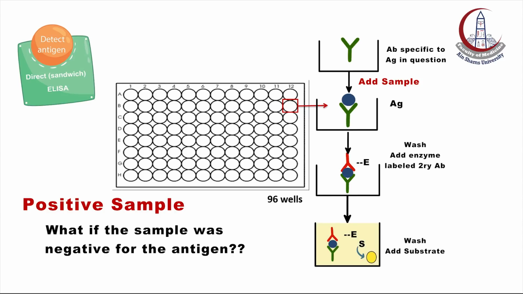Addition of a substrate to the wells allows the antigen detection by a colorimetric reaction due to the effect of the enzyme on the substrate. In negative cases, enzyme-labeled antibodies will not find an antigen to be attached to, and they will be washed away. So no color change will be detected after addition of the substrate.